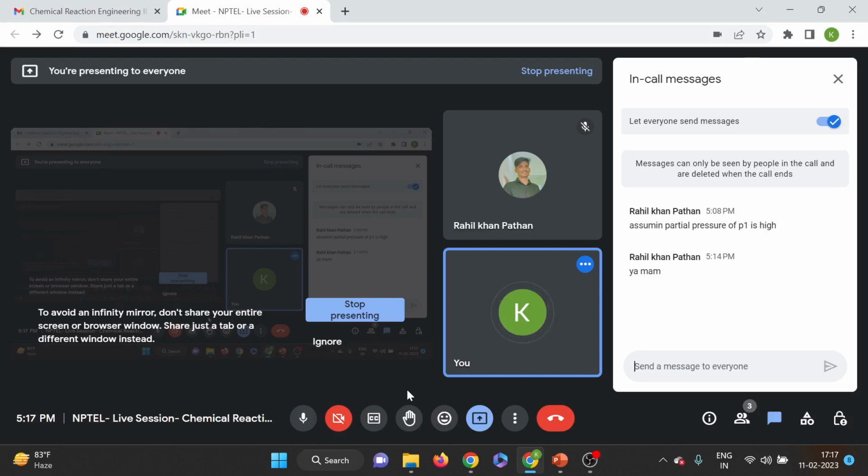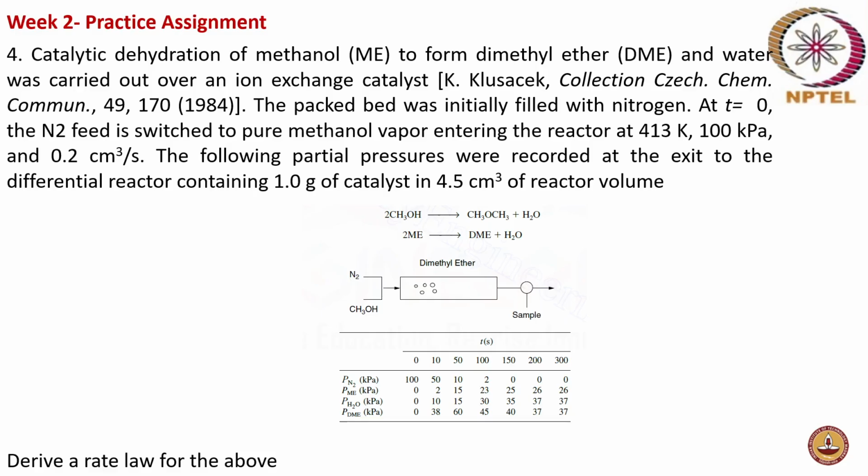Yeah, okay. So this is because, though at t equal to 0 methanol is fed, there will still be some nitrogen within the reactor which will come out at a particular rate from the reactor. That is why you still find nitrogen at the exit of the reactor. Till 100 seconds. Only at the 150th second is there no nitrogen found. Till then there is some amount of nitrogen in the reactor as well.